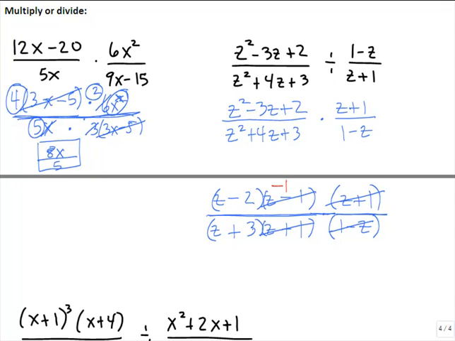So when I look at what's left, z minus 2 does not match z plus 3, so those are going to be left over. And that minus 1 that I got when I canceled out my opposites, you can just stick that negative way out front. So here's my final answer.